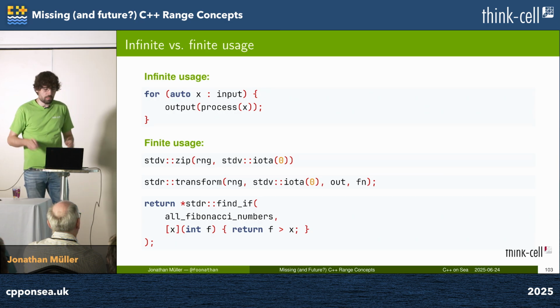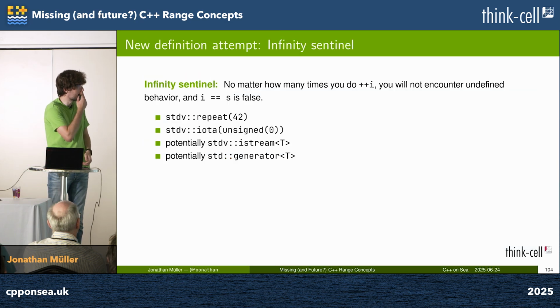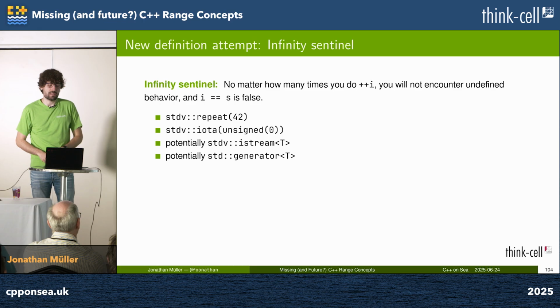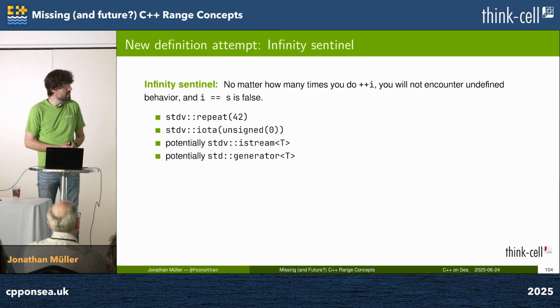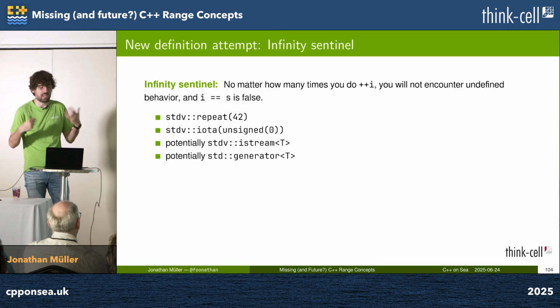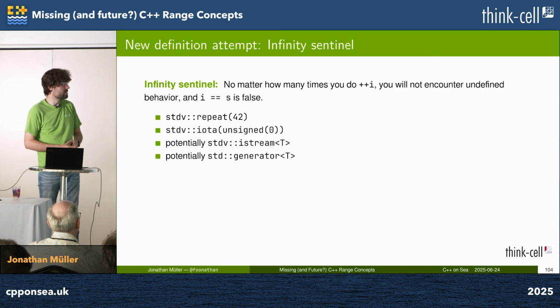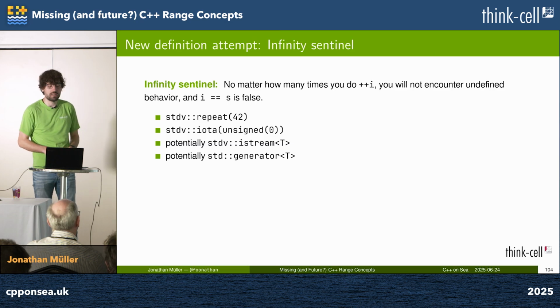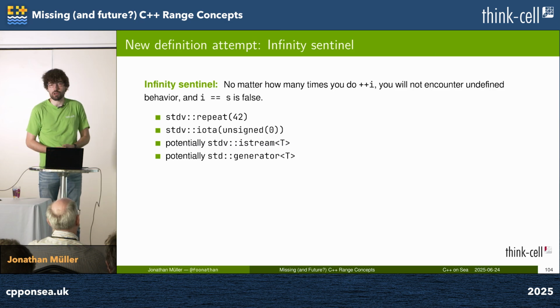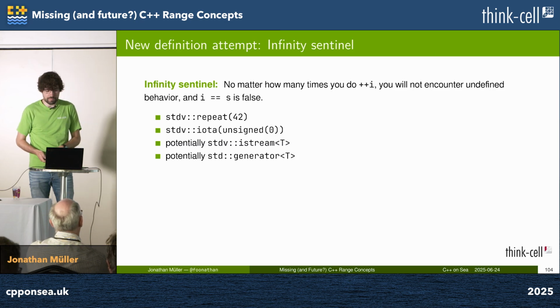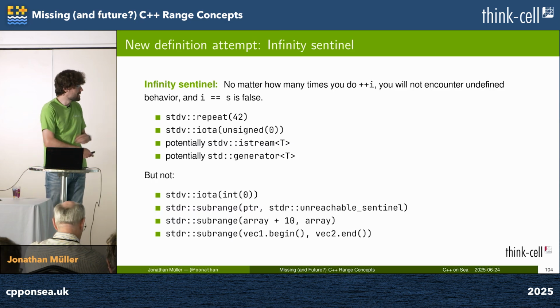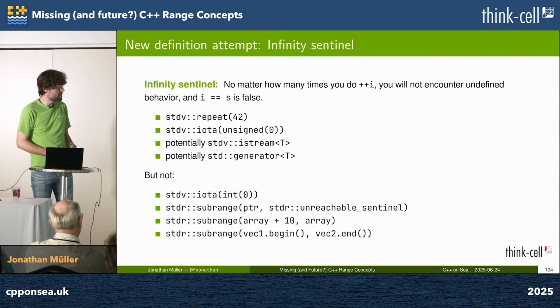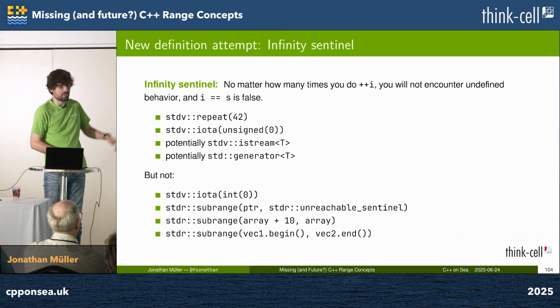So let's come up with some definitions. Let's say we have an infinity sentinel, where no matter how many times you do plus I, you will not encounter undefined behavior, and I equals S is false. And these are the true infinite ranges: repeat, iota of unsigned, potentially istream, potentially the generator, depending on what you're doing. However, this is not iota of int, this is not the pointer with the unreachable sentinel, and the two broken ranges. So this captures half of the thing.